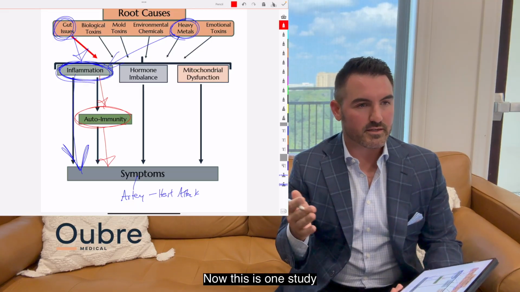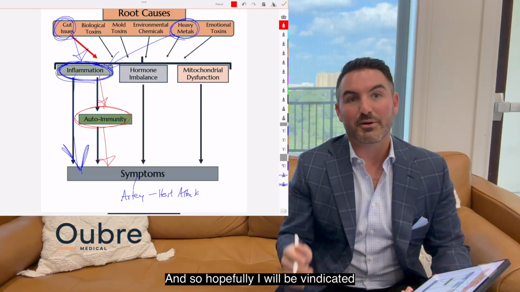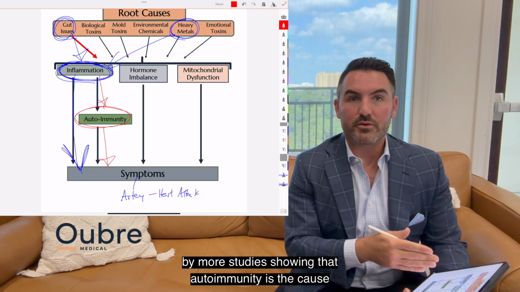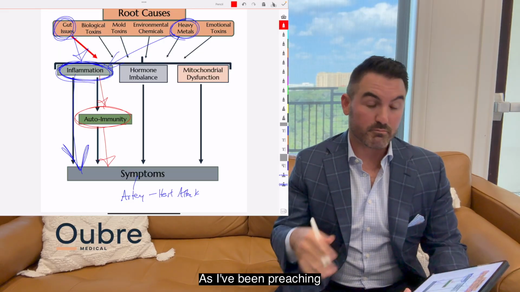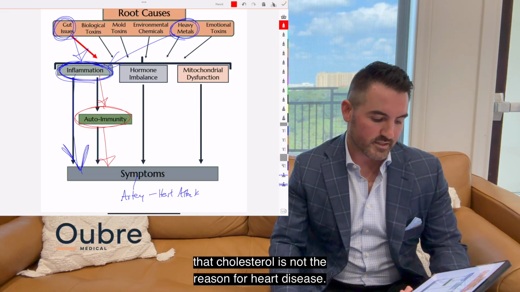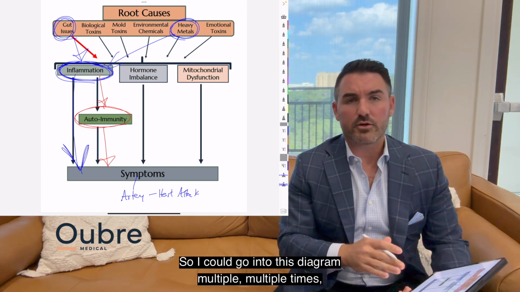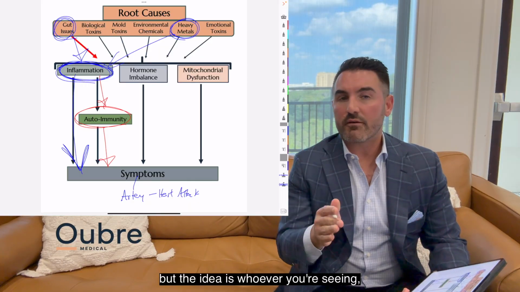Now, this is one study, and there might have been others since then, but I know of that one. And so hopefully I will be vindicated by more studies showing that autoimmunity is the cause of heart disease, not cholesterol, as I've been preaching and many of my colleagues have been preaching, that cholesterol is not the reason for heart disease.